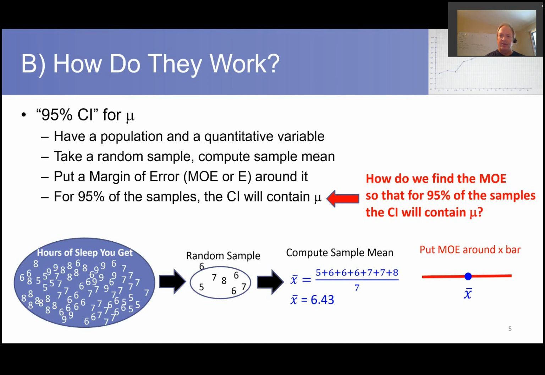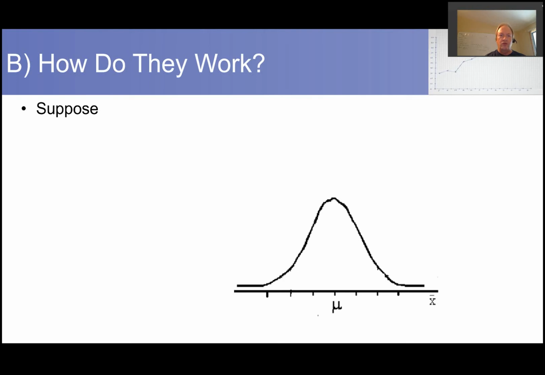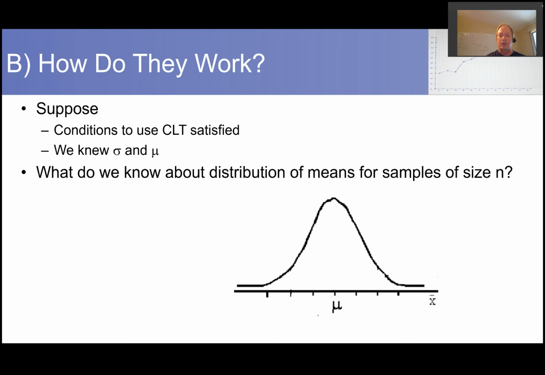And we're going to get into this. So, first of all, let's suppose that the conditions to use the central limit theorem are satisfied. And let's suppose we knew the population standard deviation and mean. We don't, but just for the sake of our argument. What do we know about the distribution of the sample means for a given sample size?